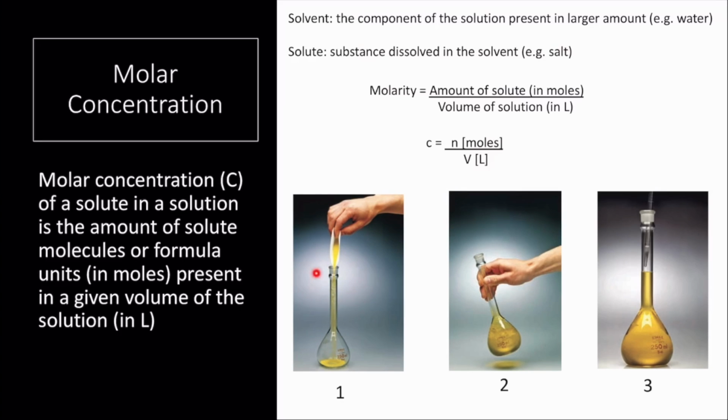Finally, we can prepare a solution doing the following steps. First, we weigh the amount of solute that we need according to the number of moles, and we pour it in a flask. Then we put a little bit of solvent, like water, to dissolve this salt. And then we put the rest of the amount of water up to the desired volume and make sure that the meniscus is at the mark of the desired volume.